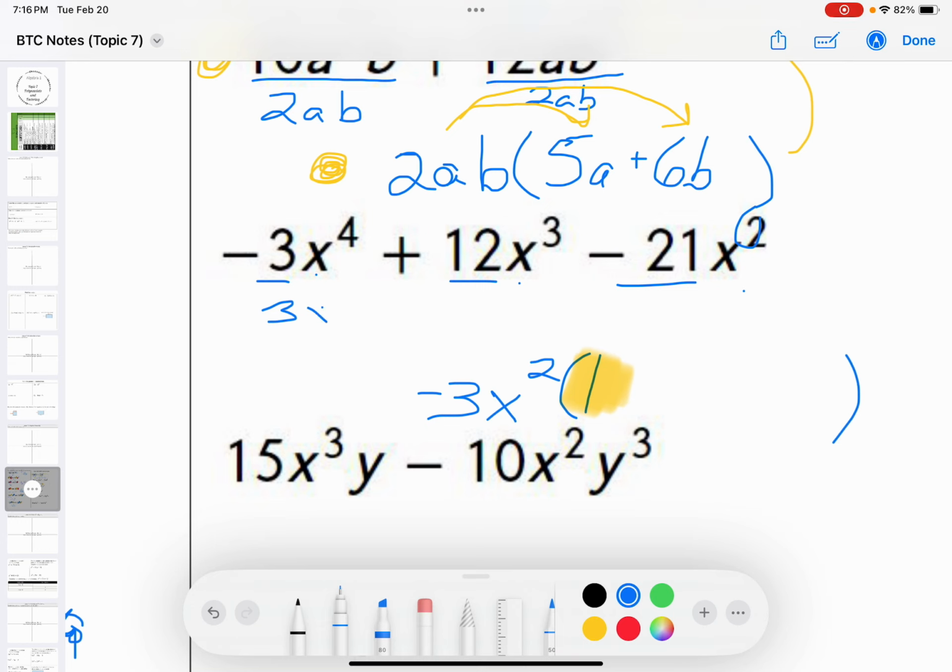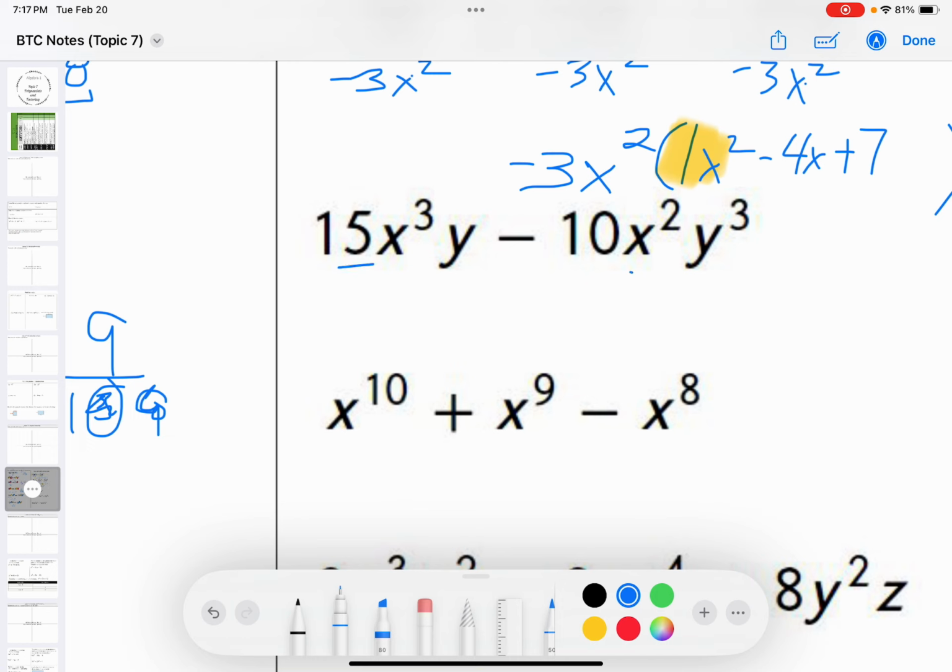All right, so we're doing -3x squared. X to the 4th over x to the 2nd leaves me x to the 2nd. Here we're doing -3x squared. +12 over -3 is -4. X to the 3rd over x squared is x. And then -21 over -3 is +7. X squared over x squared is nothing. So -3x squared times 1x squared minus 4x plus 7.